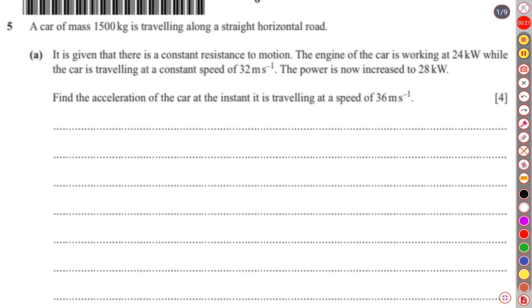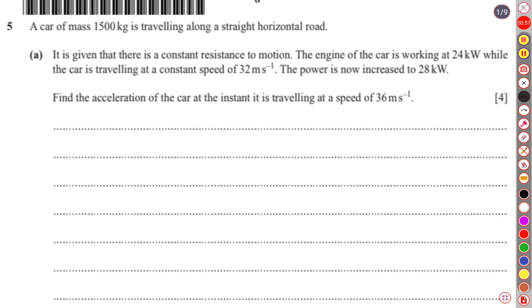It is given that there is a constant resistance to motion. The engine of the car is working at 24 kilowatt while the car is traveling at a constant speed of 32 meter per second. The power is now increased to 28 kilowatt. Find the acceleration of the car at the instant it is traveling at a speed of 36 meter per second.